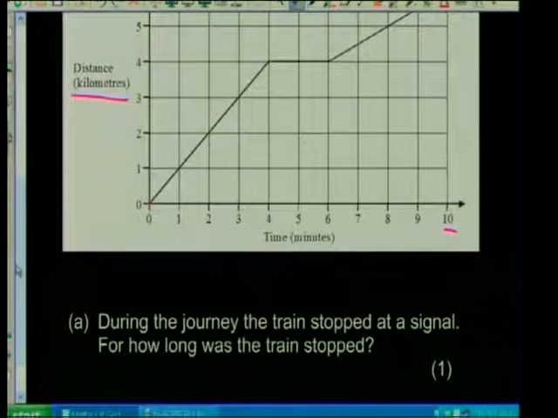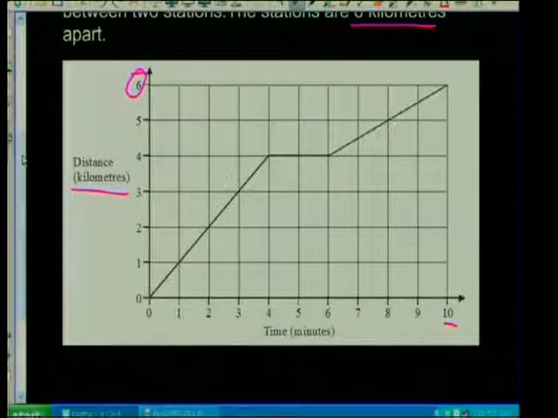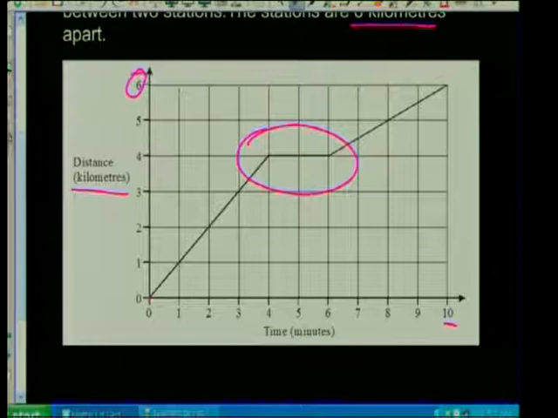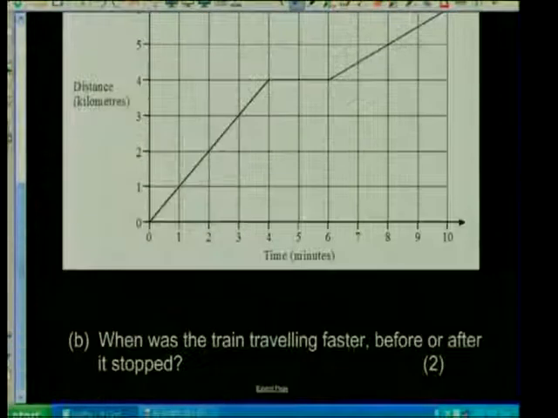During the journey, the train stopped at a signal. For how long was the train stopped? Well, we know the train's traveling here because my distance is increasing and my time is increasing. But at this point here, our distance is staying constant at 4 kilometers, so the train does not move. But my time does go up, from 4 to 6. So how much time was that? 2 minutes.